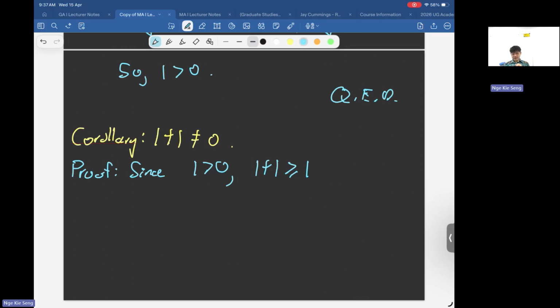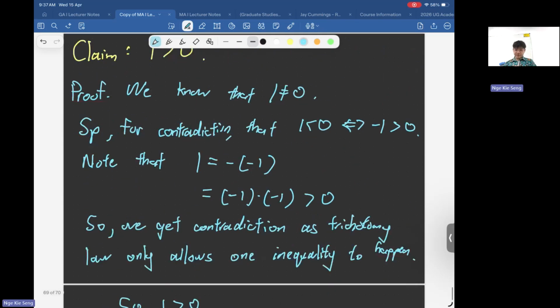Okay, so you have 1 plus 1 greater or equal to 1, but at the same time, we know that 1 is greater than 0. Is it possible to use transitivity here? So we need to be a bit careful, huh?